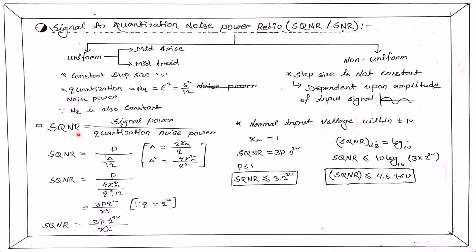SQNR equal to signal power by quantization noise power. SQNR equal to P by del square by 12, del equal to 2Xm by Q, then del square equal to 4Xm square by Q square. SQNR equal to P by 4Xm square by Q square by 12, equal to 3PQ square by Xm square. SQNR equal to 3P times 2 to the power 2n by Xm square.